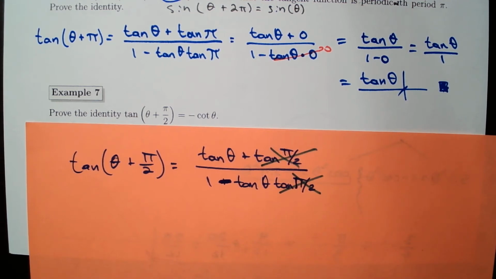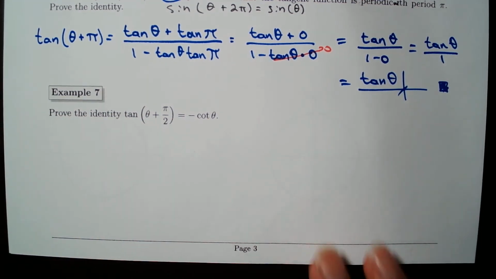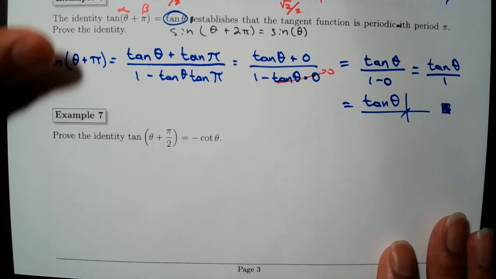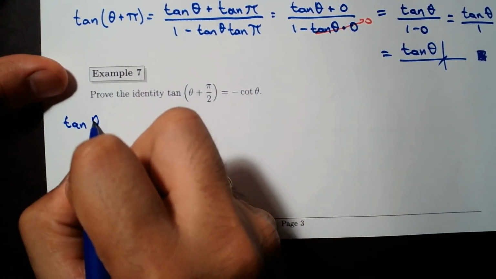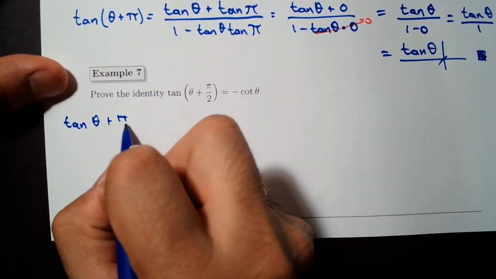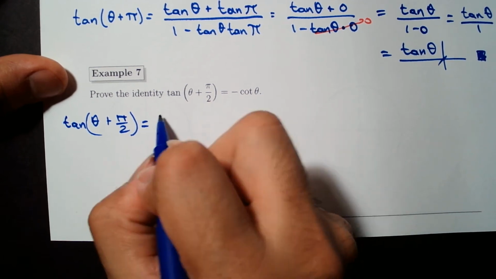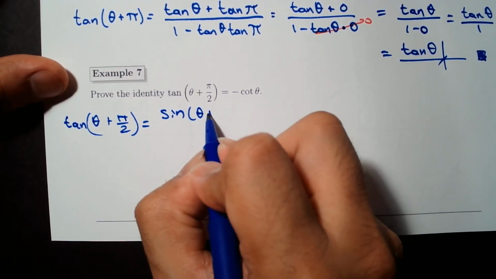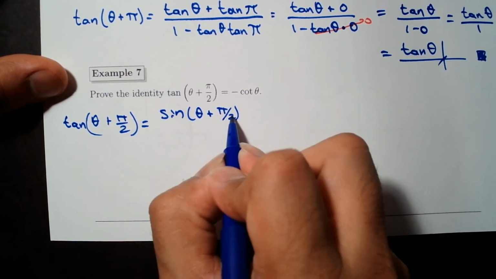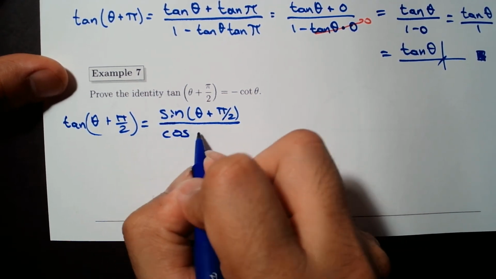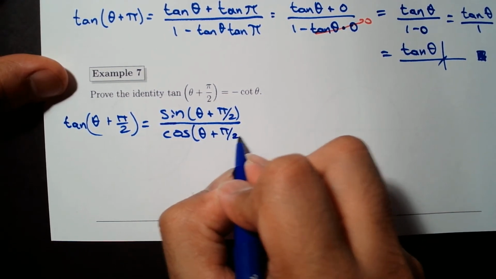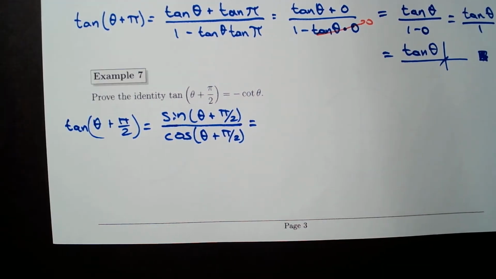So we need to take a different alternative in this case. On the other hand, I'm going to write tangent of theta plus pi over 2 as sine of theta plus pi over 2, because sine of pi over 2 is indeed defined, unlike tangent, over cosine of theta plus pi over 2. And then I'm going to use the sum formulas for sine and cosine.